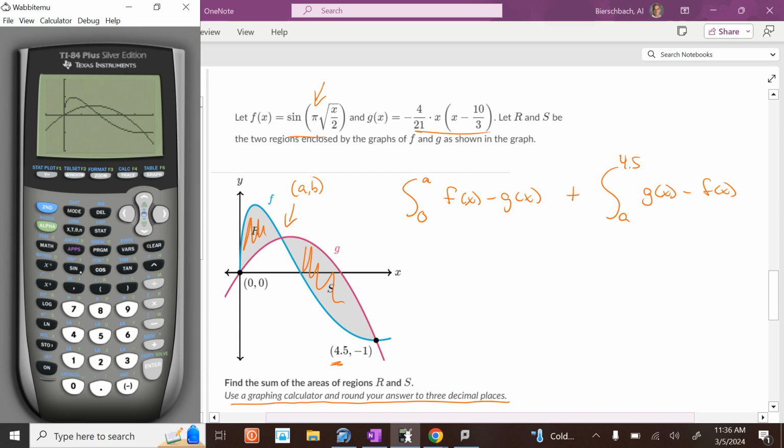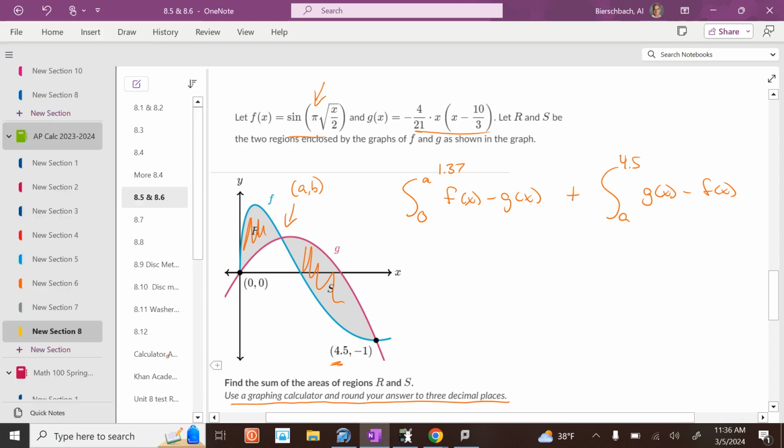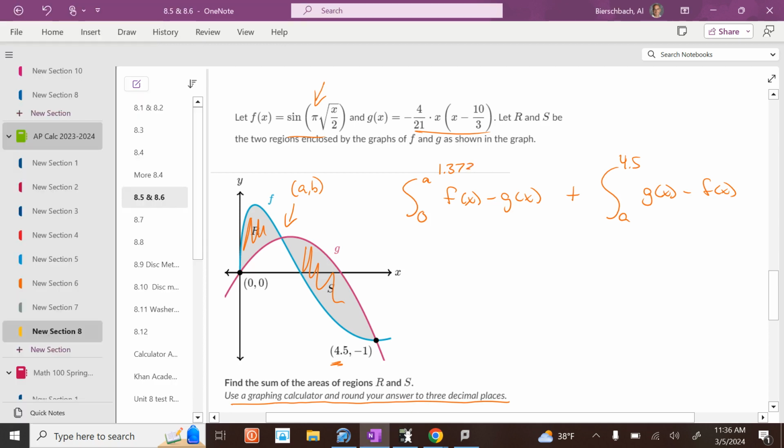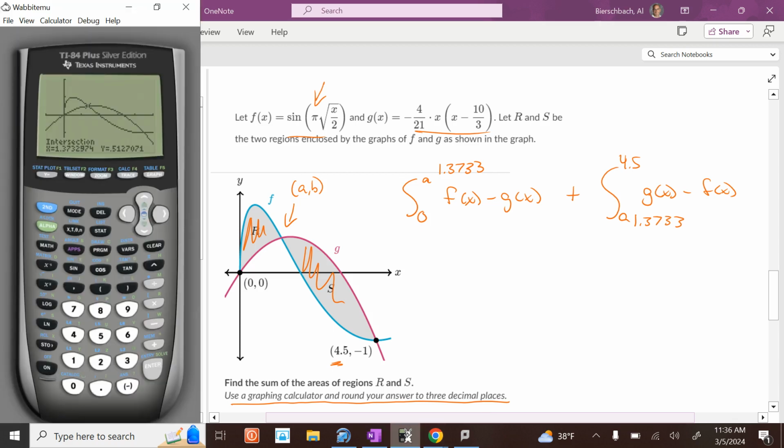How do I find that point? Second trace, and I got to see where they intersect. So the first curve is this one. I press enter. Second curve, enter, and then enter again. And they cross at 1.3733. And I would get 4 decimal places in there, 1.3733. Now, it says use a graphing calculator and round your answer to 3 decimals.